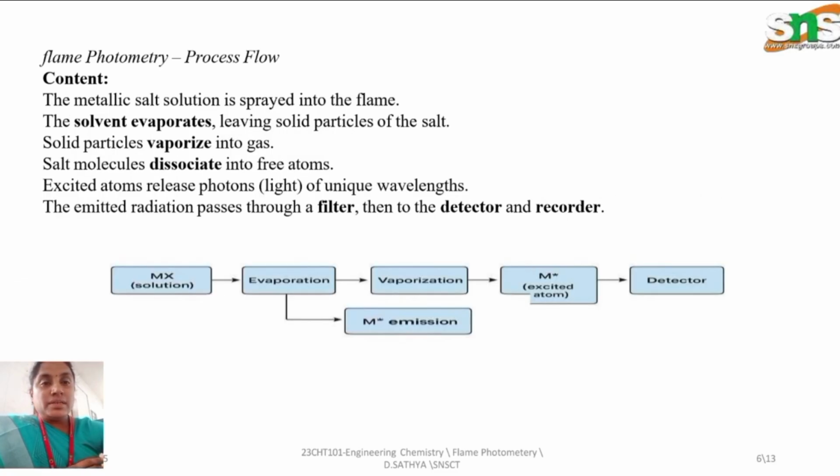So this is the process of flame photometry. The sample solution undergoes evaporation, and after that vaporization. During vaporization the flame applies heat. Then finally the excited atoms reach the detector.